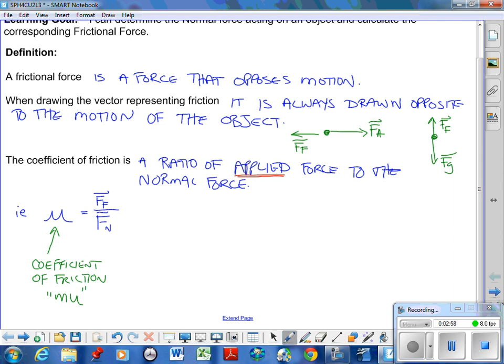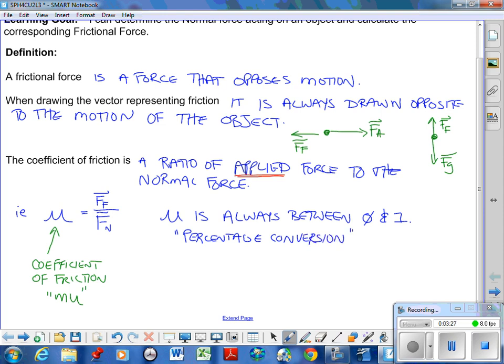Now mu is always between 0 and 1. Okay, it's always between 0 and 1. And think of it, it's a ratio, so to simplify it, you can almost think of it as a percentage conversion. So how much of the normal force is being converted to frictional force? So if mu is 0.6, you can think of it kind of as there's a 60% transfer between your normal force to a frictional force.